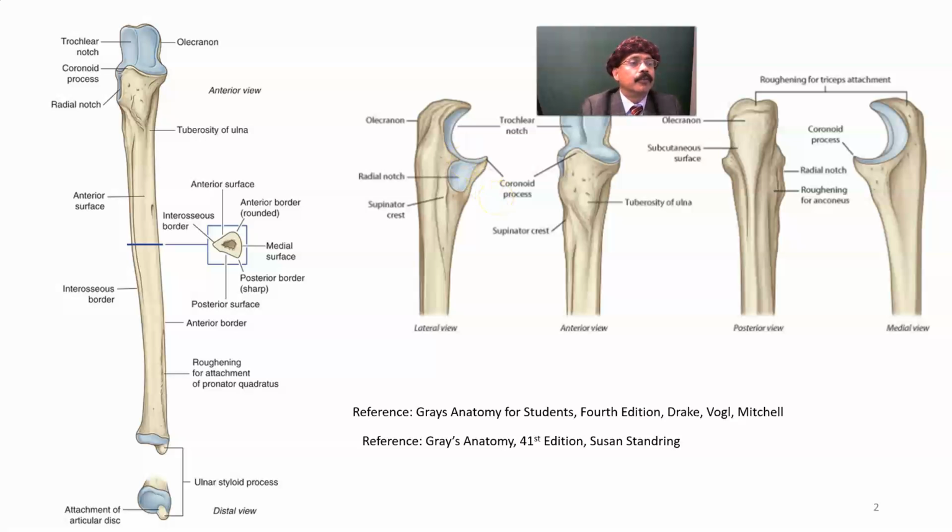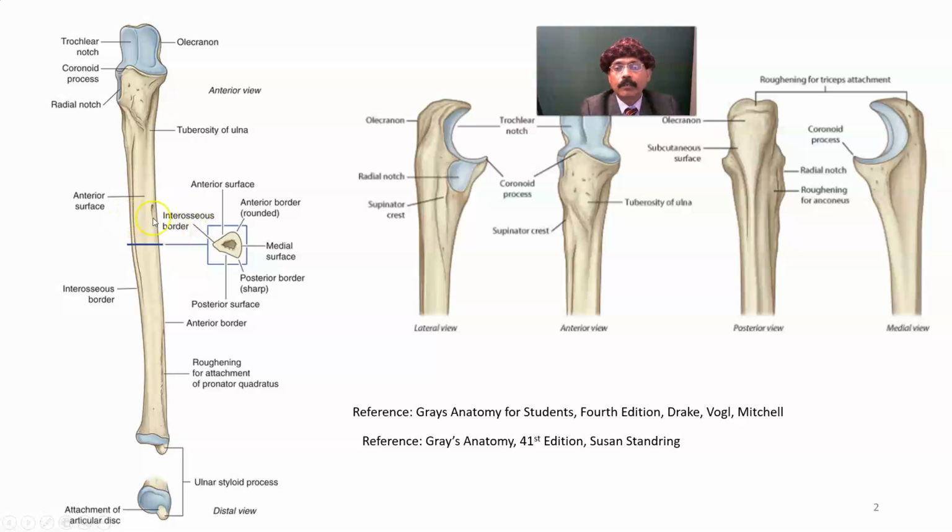So we got the structures here: the roughened upper part of the olecranon process for the insertion of the triceps brachii muscle. The coronoid process gets the insertion of the brachialis muscle, and the supinator crest is for one of the origins of the supinator muscle.